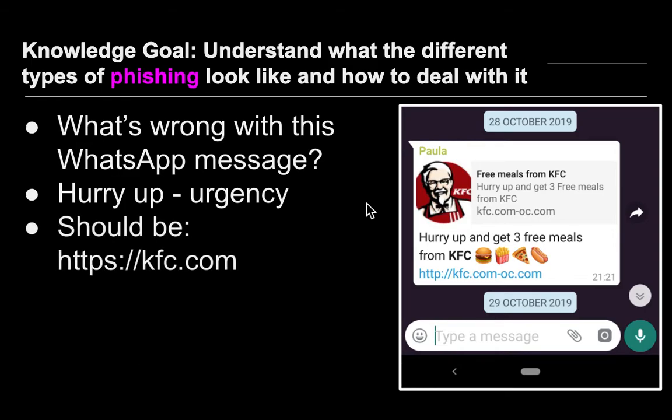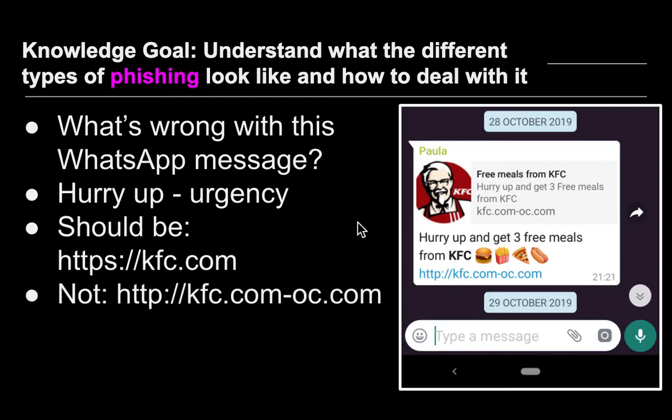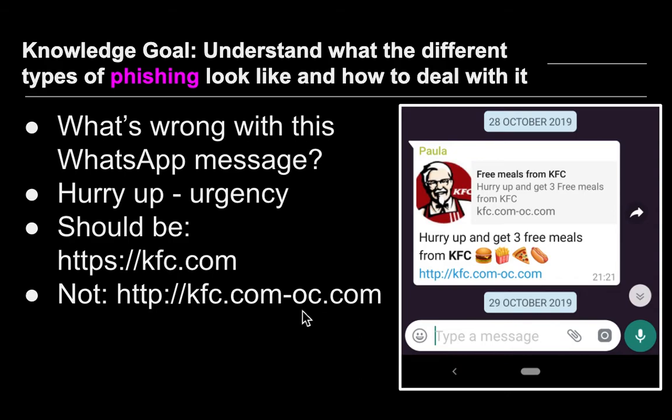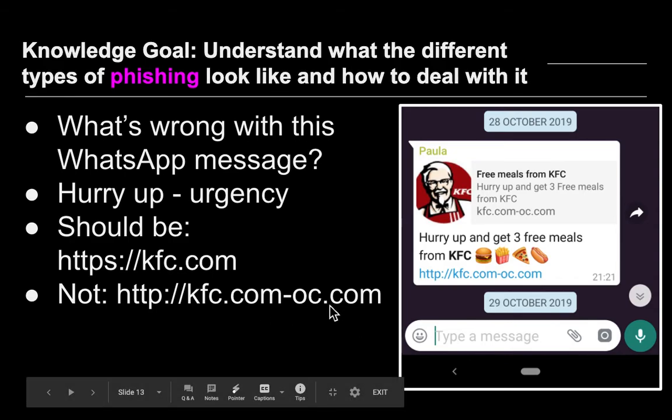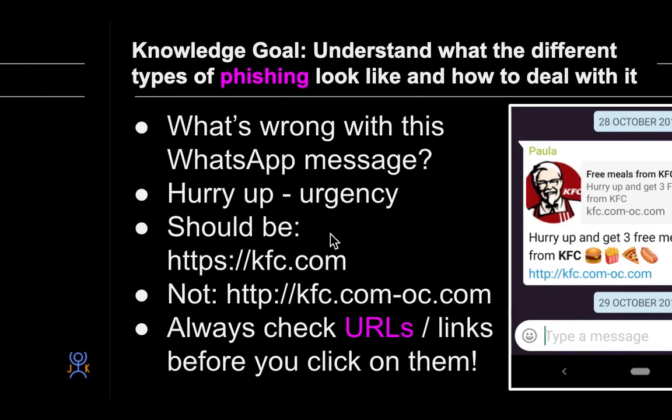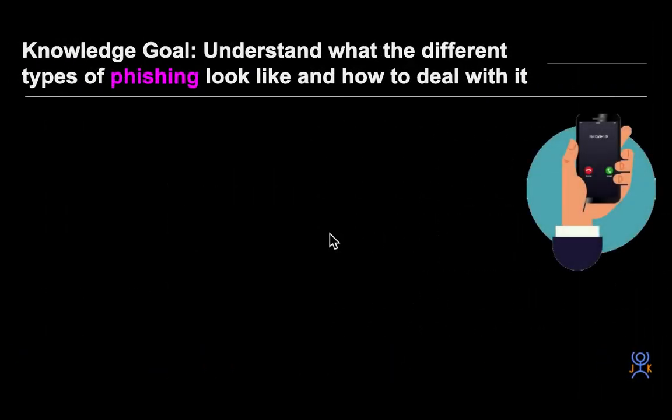And the website should be kfc.com, but instead it's kfc.com-oc.com. So it's got kfc.com in the address, which does fool some people, but actually com-oc.com is the domain. So that's not real. Ignore that one. Always check the URLs before you click on them. Yeah, common sense.